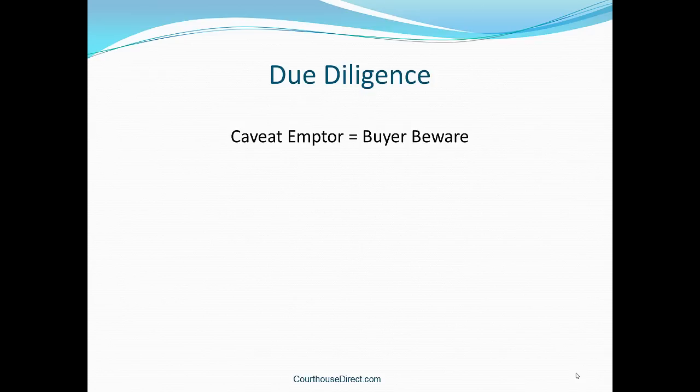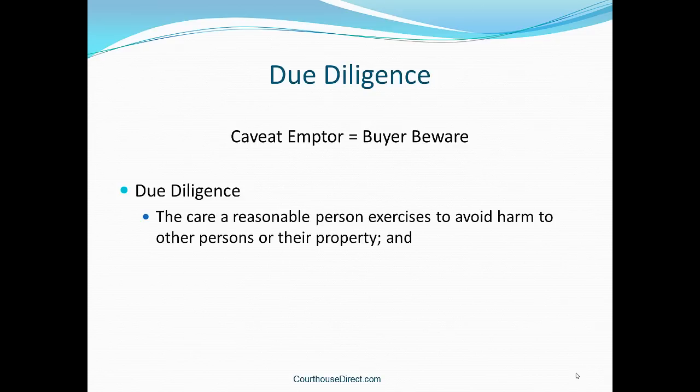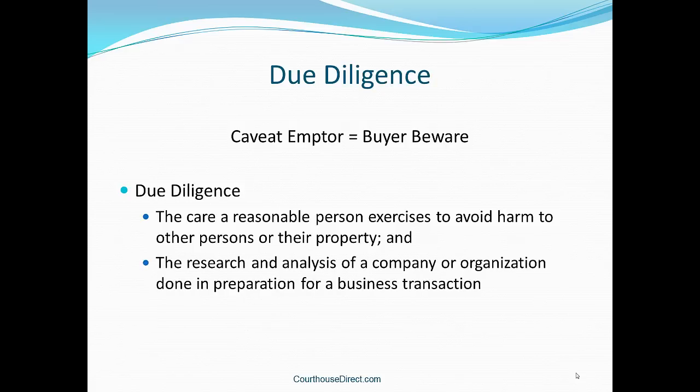I'm going to show you how to use the free Adverse Lien Search to investigate the people and companies you do business with. This kind of research is referred to as due diligence, which is the care a reasonable person exercises to avoid harm to other persons or their property, and the research and analysis of a person, company, or organization done in preparation for a business transaction. Whether you're buying a piece of land, lending someone money, or putting a roof on your house, you're conducting a business transaction, which requires some level of due diligence.